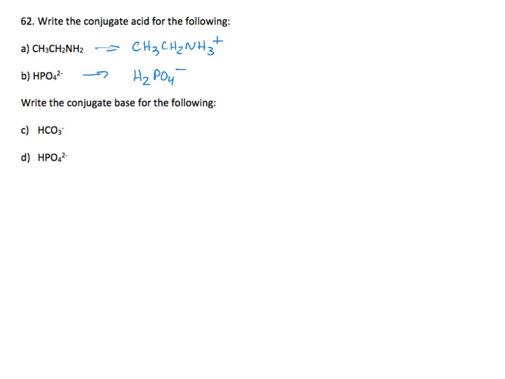For C and D, write the conjugate base. We have to remove H+, so it's sort of the same process in reverse, which is CO3 2 minus, and HPO4 2 minus becomes PO4 3 minus, which is phosphate.